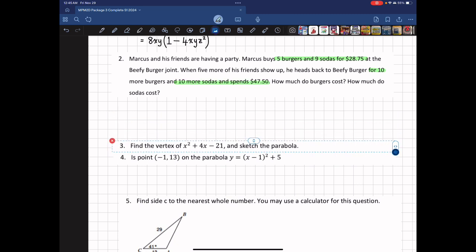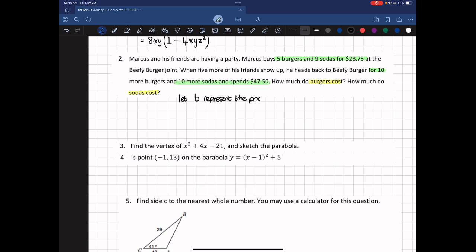Okay, this is an example where I've got two statements with 2 variables, and our variables are the questions asking how much the burgers cost and how much the sodas cost. So let's define our variables first. So we'll let B represent the price or cost of a burger. And I'm not going to use the letter S for sodas, I'm just going to use A, okay? A represents the price of a soda. So now I have my 2 variables.